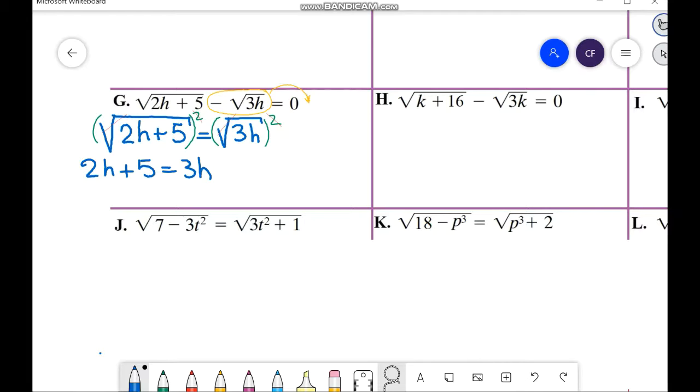Nice! Because if you move this 2h to the other side, it becomes a negative, right? Because it's a positive. You have 3h minus 2h equals 5. H equals 3 minus 2. H equals 5. Let me check. This is letter G. Now letter H.